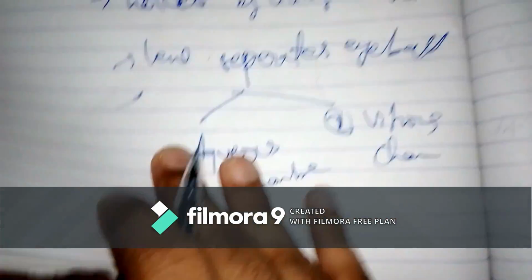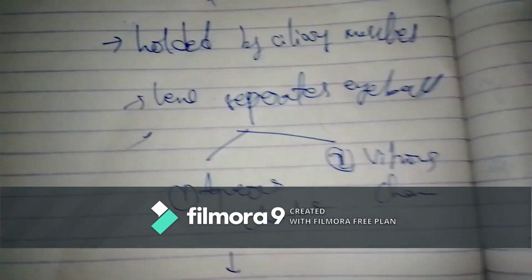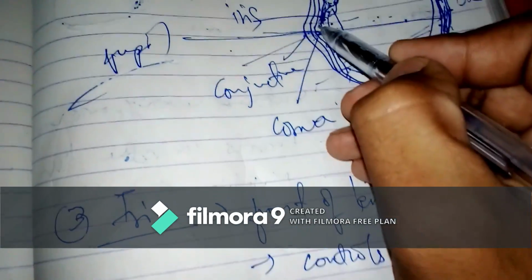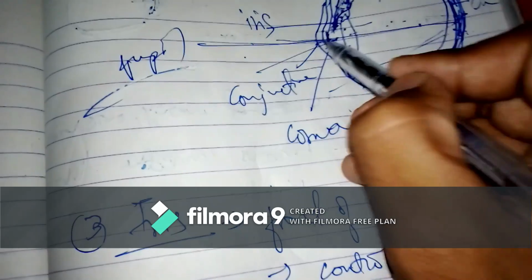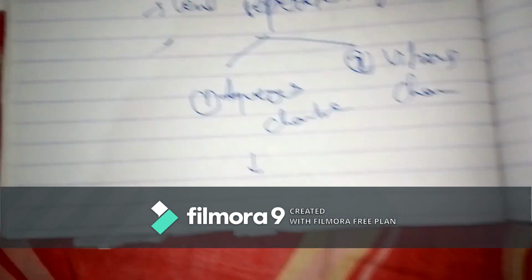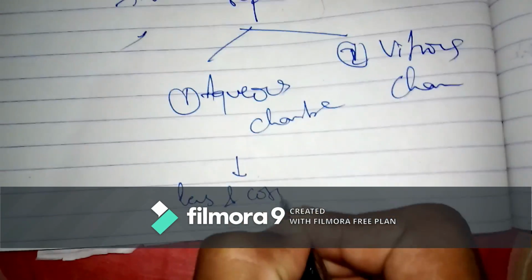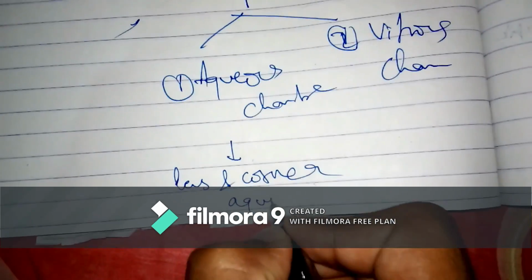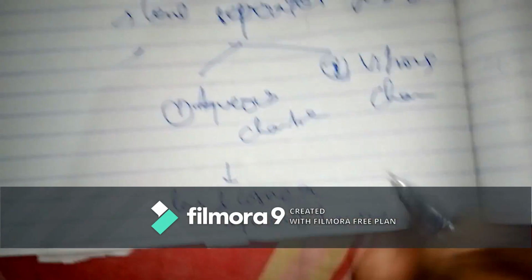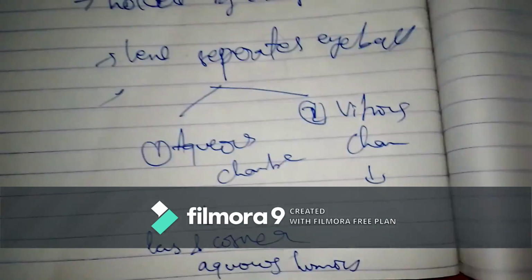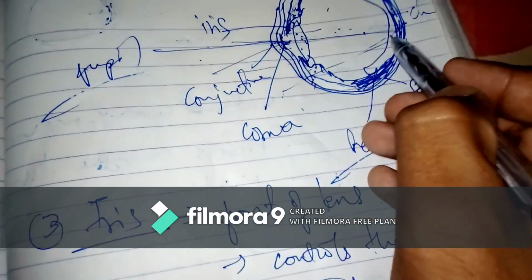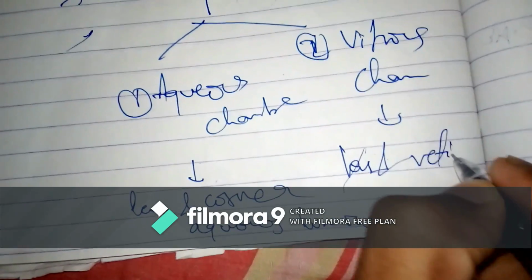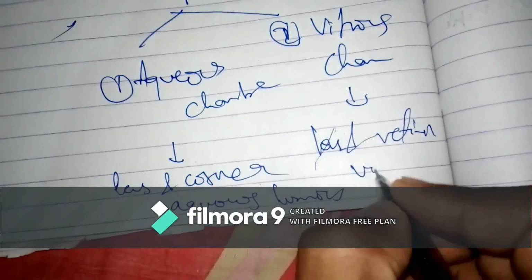The aqueous chamber is the part which is lying in front of the lens. Basically it is the area between the lens and the cornea, and this area is filled with a watery solution which is known as the aqueous humor. So that's about the aqueous chamber. And then the vitreous chamber. The vitreous chamber is the area which is lying between the lens and the retina, and it is also filled with a fluid substance which is known as the vitreous humor.